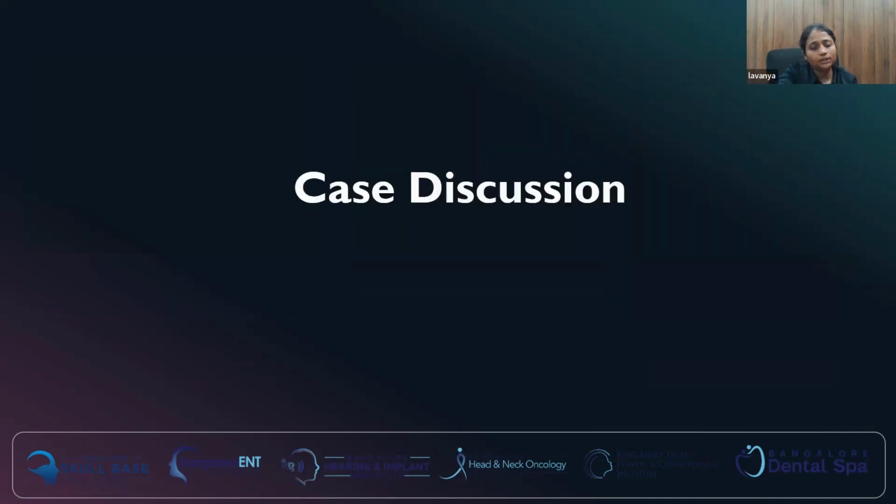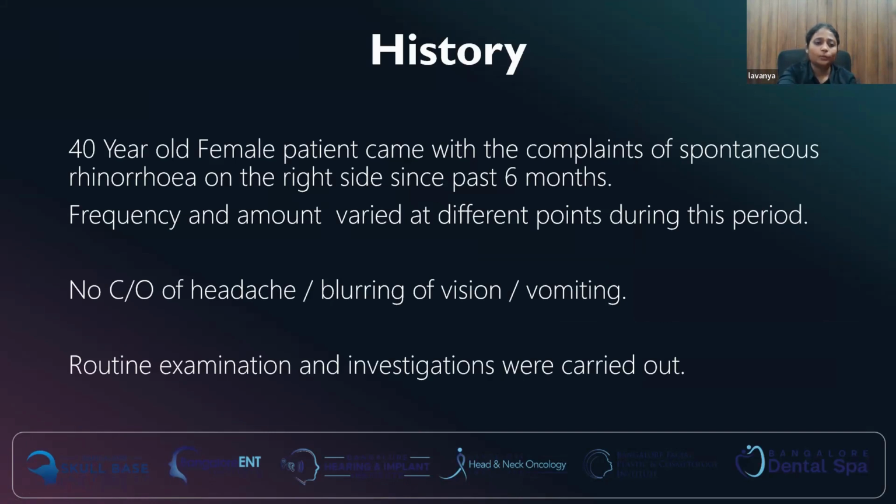So we will discuss one case that we had recently done at Bangalore Head and Neck Sciences. This was a 40-year-old female patient who came with complaints of spontaneous rhinorrhea on the right side for the past 6 months. The patient said that it had started spontaneously 6 months back, more from her right side and never from the left side. Initially, the amount as well as the frequency of the leak was high. Over a period of time, it decreased, but then it would wax and wane at different periods of time. Okay. It was always clear fluid.